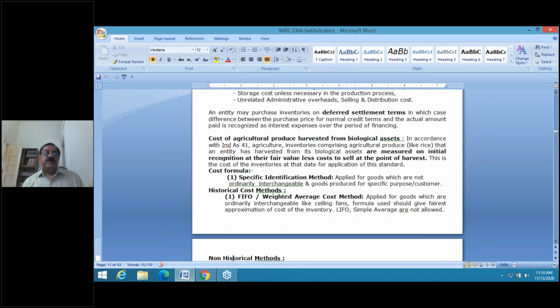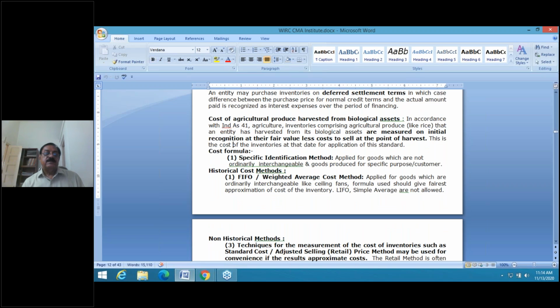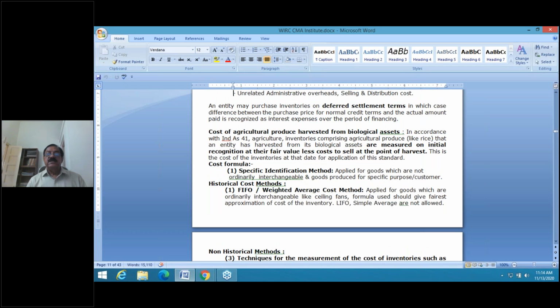Now, sometimes, friends, you purchase the inventory on deferred settlement terms, an extended credit period. Normally, the supplier is giving 60 days credit, but you ask him to give 6 months credit. So obviously, he will charge a higher price from you.